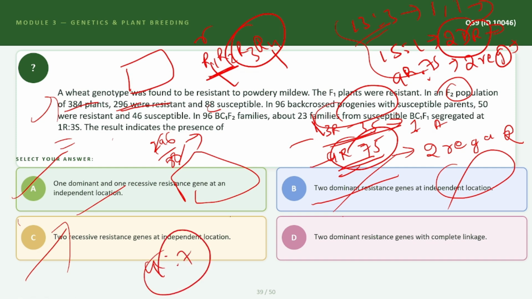But there is another thing. These are all independent. But when there is linkage, there are again several patterns that I have discussed in my slides. I think in previous videos I have discussed this in disease resistance breeding. It's present in my YouTube channel.